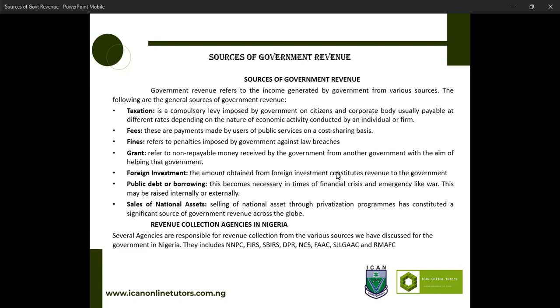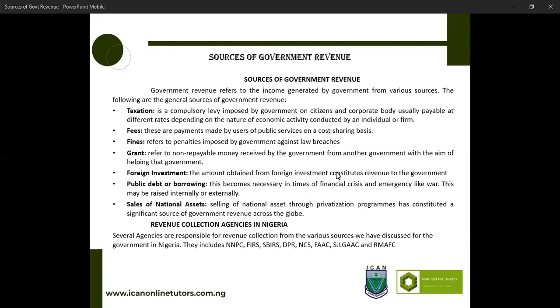We have foreign investments. The amount obtained from foreign investment constitutes revenue to the government. That is, governments within a certain country, either the federal government, the state, or the local government, have the opportunity or privilege to invest in foreign projects or investments. The income generated from the investments is regarded as foreign investment revenue, which is one part of the government revenue.